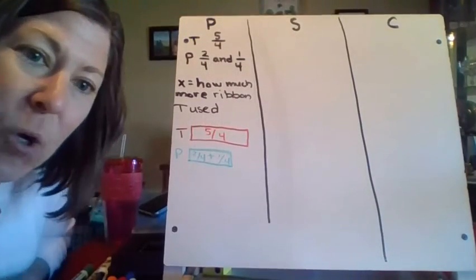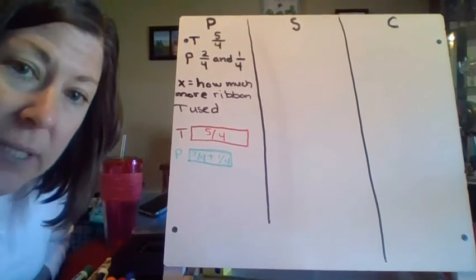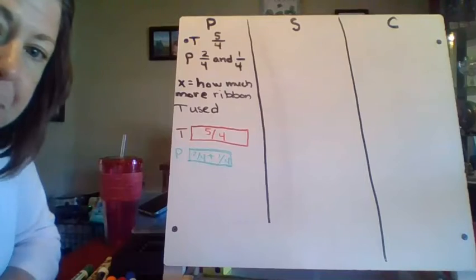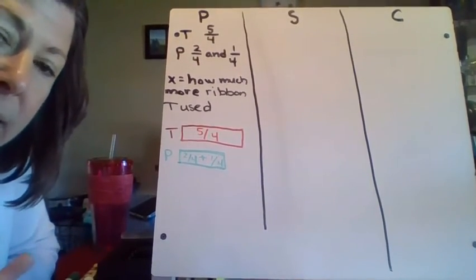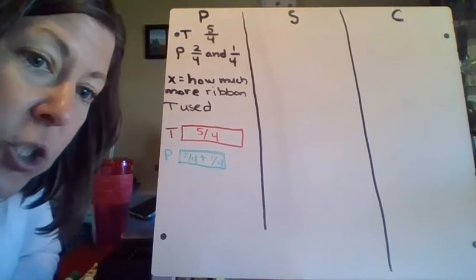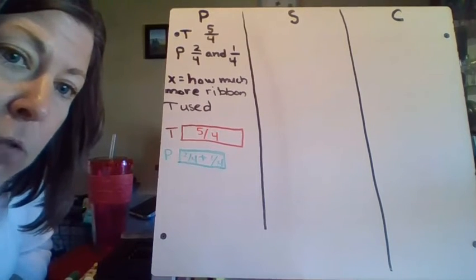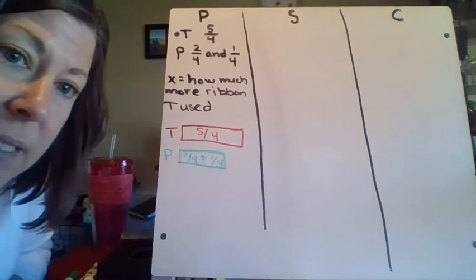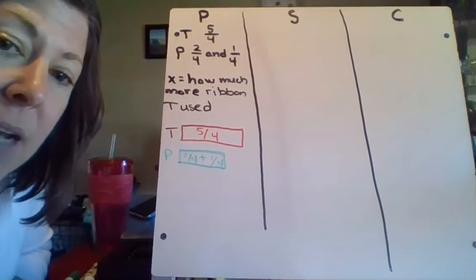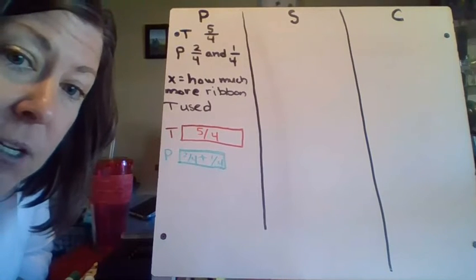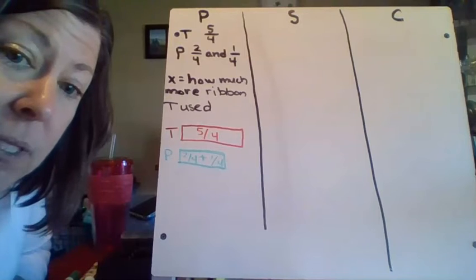Welcome back, and I hope you were able to work independently first to solve your problem. So I already started setting up my plan. And what you will notice in my plan is I put a T for Tiana, put 5/4. That's the ribbon she used. Then for Paula, I put 2/4 and 1/4 because it said she used 2/4 of one color and 1/4 of another. Then for my variable, I used x, my unknown. X equals how much more ribbon Tiana used.